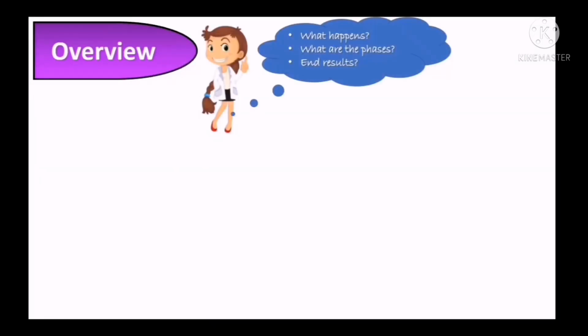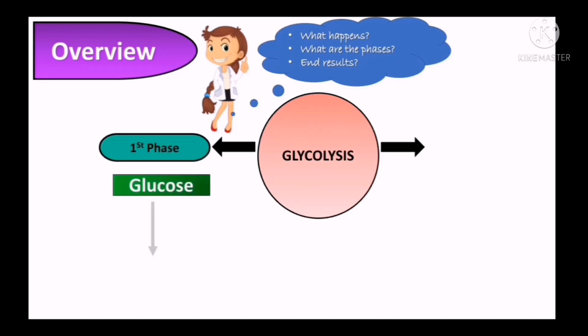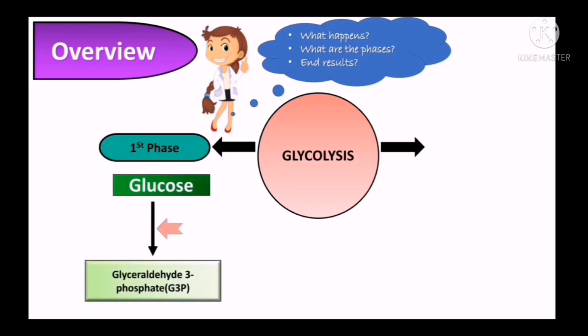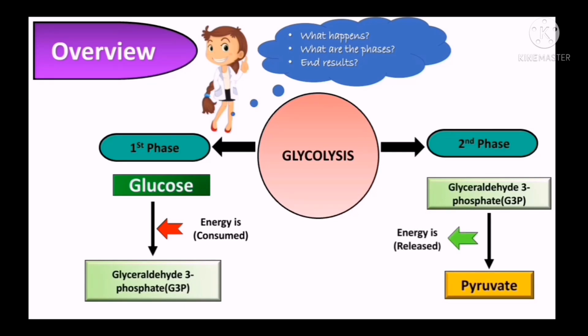Let's jump to a quick overview of the glycolysis pathway. It will help you realize what happens, what the phases are, and what will be produced at the end of this process. Likewise, you will gain a basic idea of the entire process. Glycolysis can be divided into two main phases. During the first phase, the glucose molecule is converted into a glyceraldehyde 3-phosphate molecule and energy is consumed. During the second phase, that glyceraldehyde 3-phosphate molecule is converted into a pyruvate molecule and energy is released.